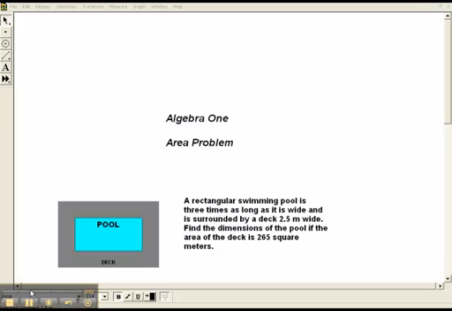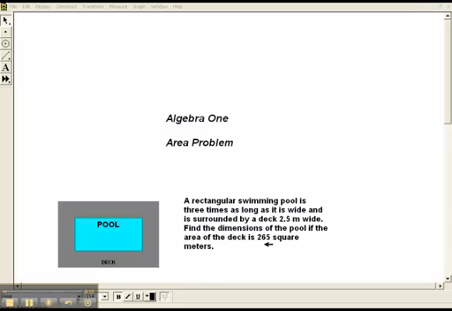This podcast is going to look at an area problem. The problem is this. A rectangular swimming pool is 3 times as long as it is wide and is surrounded by a deck 2.5 meters wide. Find the dimensions of the pool if the area of the deck is 265 square meters.